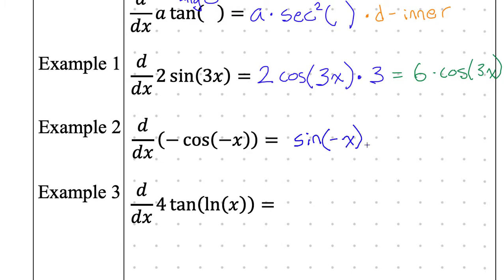You just did the outer correctly. Don't forget your inner, which is what? 1. Careful. Negative 1. Negative 1. So the answer here is, Gio? Negative sine of negative x. There it is. Good job, Gio.